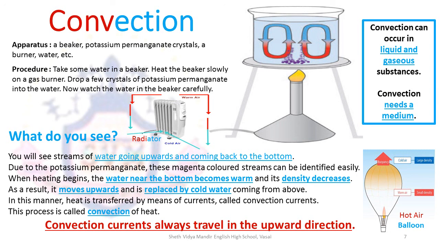Normal daily examples of convection currents that we observe are in the refrigerator, air conditioners, radiators, hot air balloons, etc.